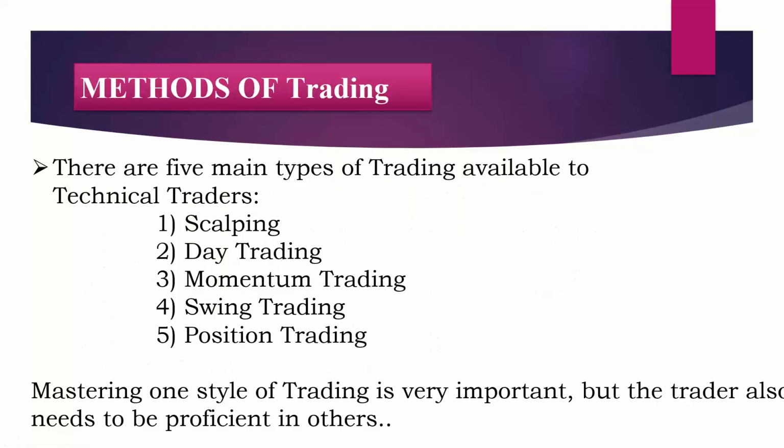So what are the methods of trading available to a trader? To start with, scalping. Scalping is the very quick intraday trading that people do in bulk quantity, especially in options, index or stock. They buy 5 lots, 10 lots, get some 10 or 15 points, and quickly exit. That kind of thing is scalping.